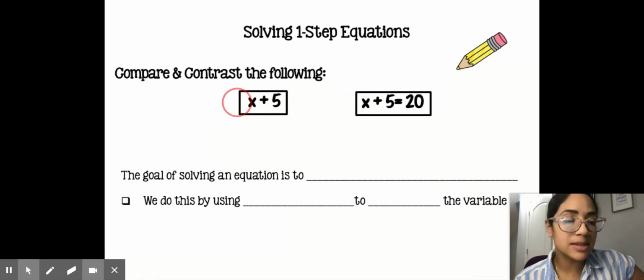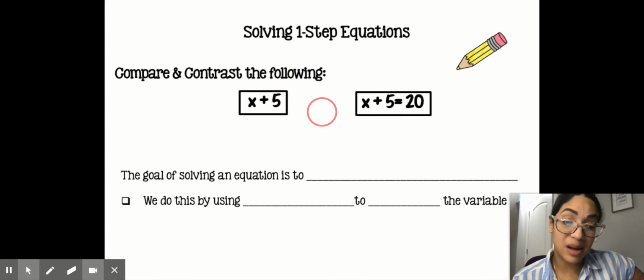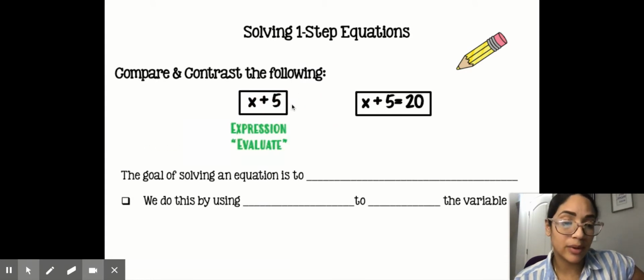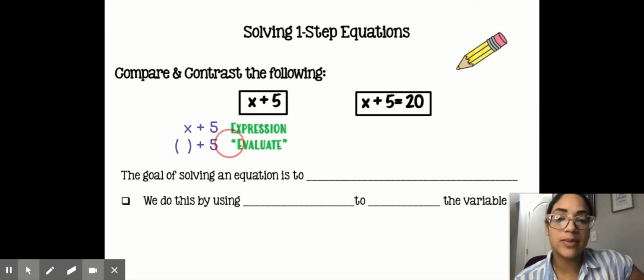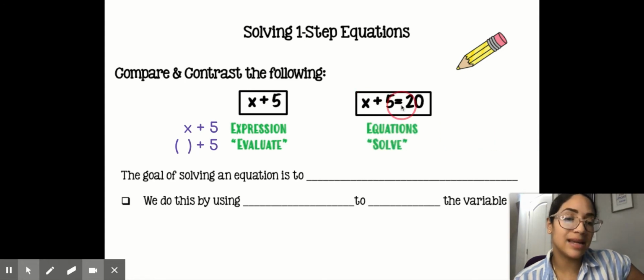Now they have some things in common. They both have the same variable, and they both have the number 5, but they're not the same. x plus 5 is considered an expression. With expressions, we evaluate expressions, and what that means is we substitute. So instead of using the variable x, I would replace it with a given value in order to evaluate it. This math sentence is called an equation because it has an equal sign.